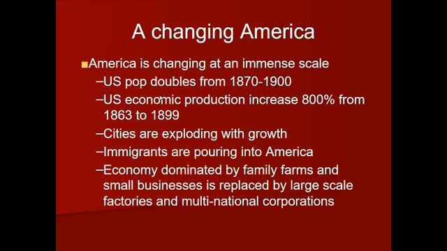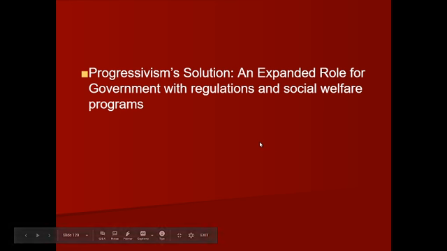And just to show you how much America was changing, here are some more facts. The U.S. population doubled from 1870 to 1900. Economic production didn't double. It went up 800%. Cities are exploding with growth. Immigrants are pouring into America. The economy that was once dominated by family farms is now being replaced by large-scale factories and huge corporations and companies.